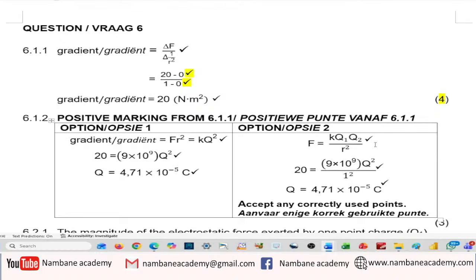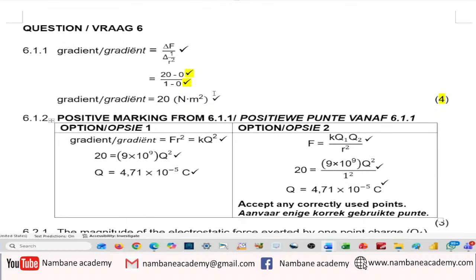And then if they use Coulomb's law, you'll see that now they are not using the answer that they got from question 6.1.1. They'll just substitute 20 and 1 as the values there. And then the charge will be 4.71 times 10 to the power negative 5. This is an accept option, colleagues. Maybe we need to specify, because actually the question wanted them to use the answer they got here.